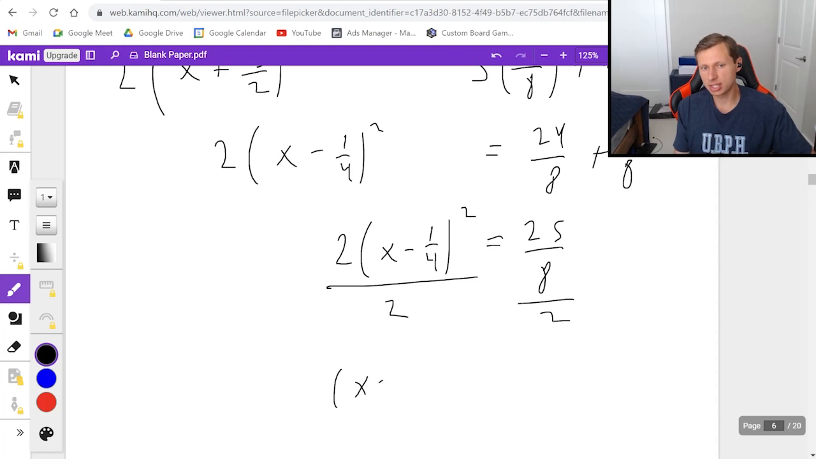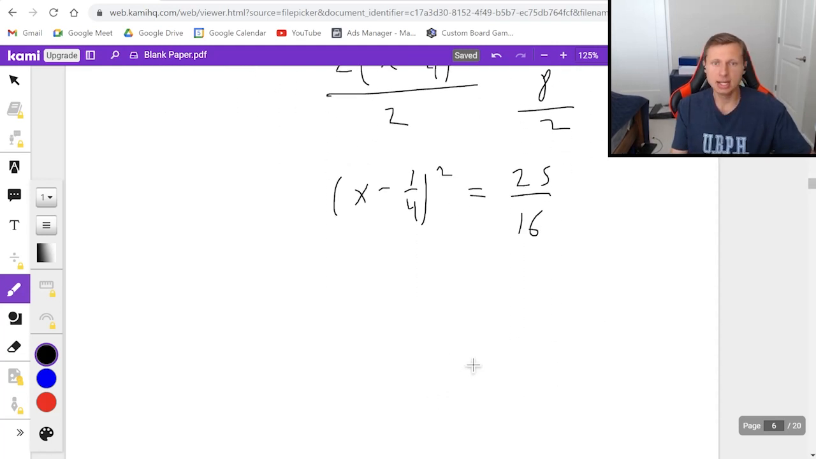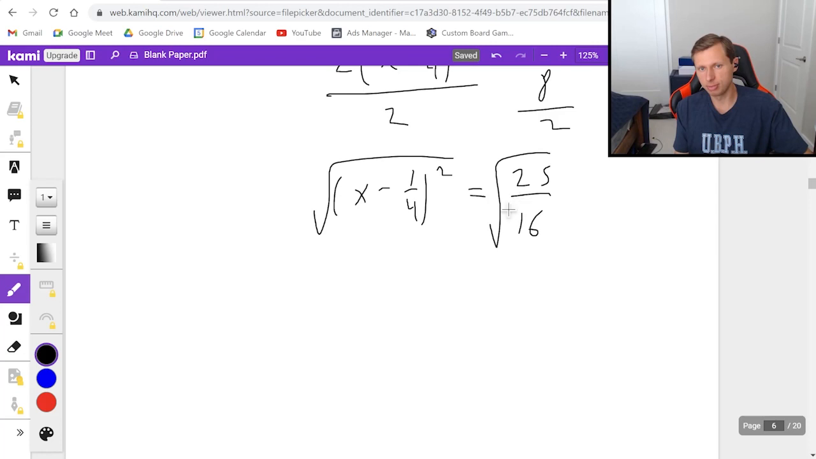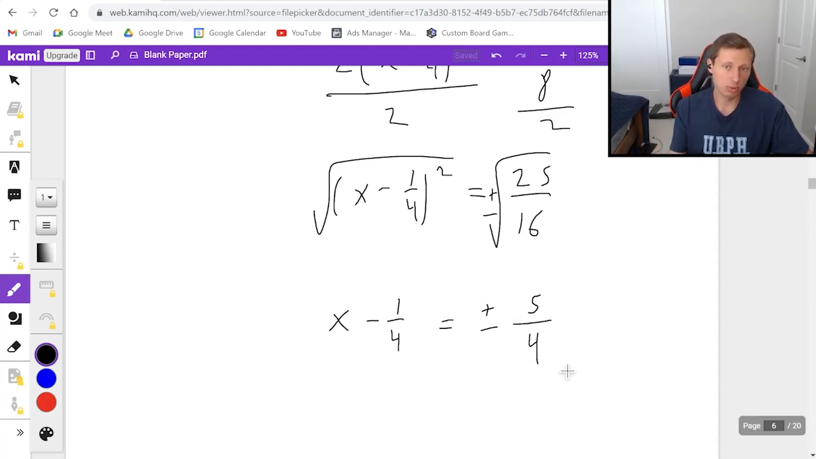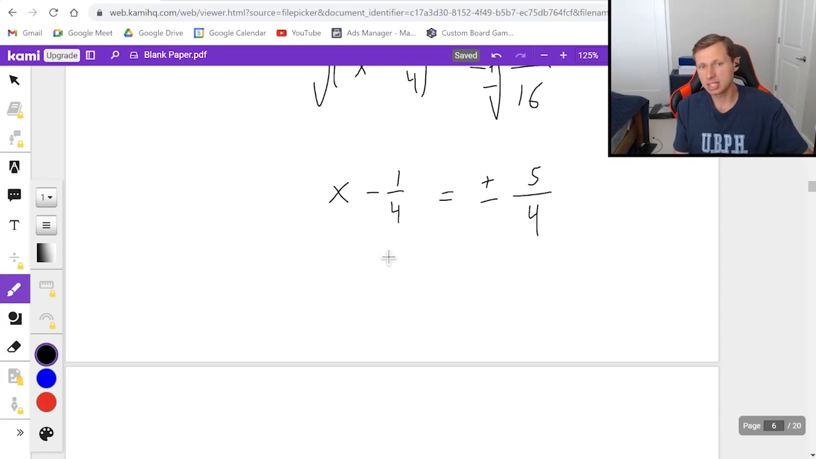You got to get rid of the 2 before you take care of the squared. So in other words, it's x minus 1/4 squared equals 25/8 divided by 2, which is the same thing as 25 over 16. And now I'm ready to take the square root of both sides, and remember it's plus or minus for the right one. So for the left side, it's just x minus 1/4 because the square root and the squared cancel. On the right, plus or minus, square root of 25 is 5, square root of 16 is 4. Amazingly, that works out.